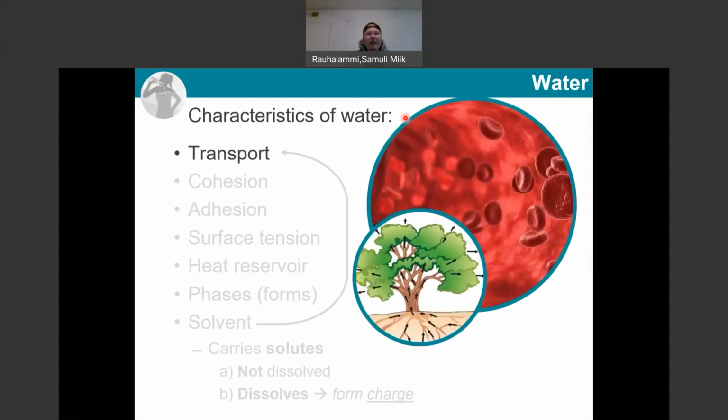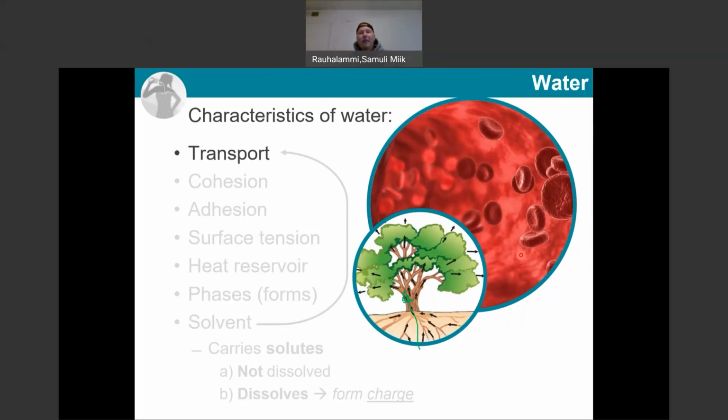So the first thing on my list is that water is great at transporting different materials. Let's think of, for example, humans, where blood is our transport medium. And of course, blood is largely made of water. Within the blood, we're able to transport things such as respiratory gases, nutrients, waste products, hormones, certain components that we remove with the urinary system, and so on. So a lot of things can be transported with the water component of the blood.